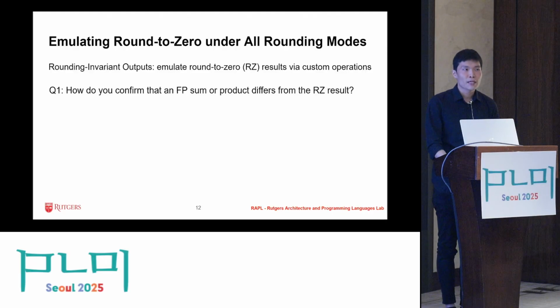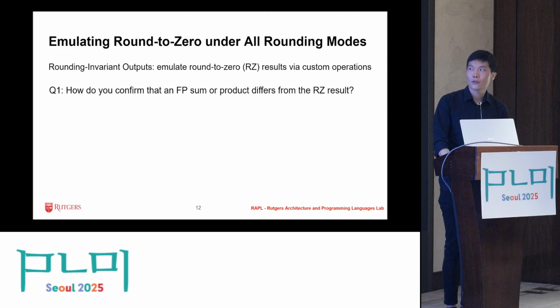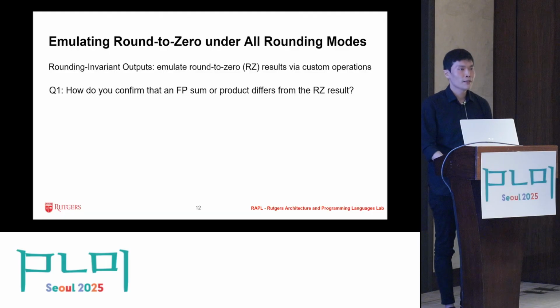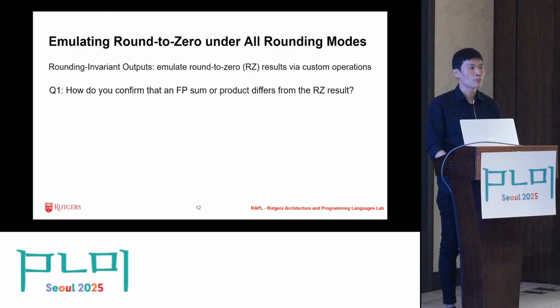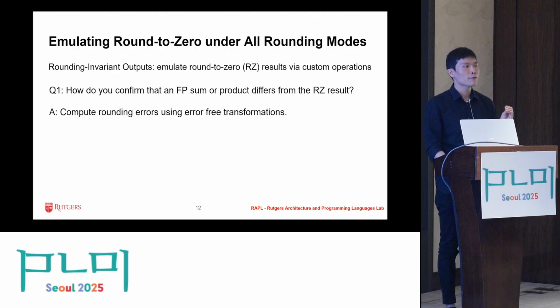First, we need to be able to ascertain under any rounding mode whether or not a floating point result conforms to round to zero. Now, we have affirmed that the rounding errors associated with floating point results can serve as appropriate indicators. And to utilize these errors, we employ error-free transformations, which are floating point algorithms designed to compute the rounding errors incurred by floating point operations.